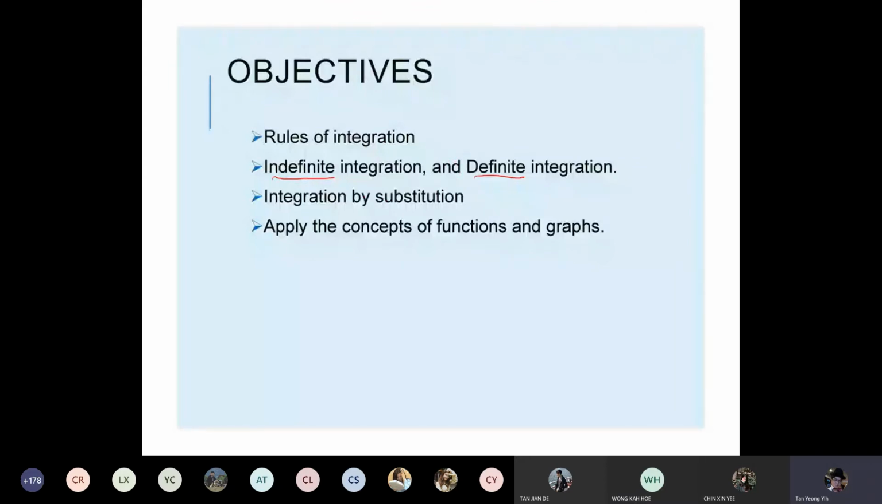After that, we are going to learn about integration by substitution. This is an integration technique, a more advanced technique to integrate. And finally, we are going to apply the concept to the function and the graph. Basically today we will maybe cover until here, and the rest we will do next week.